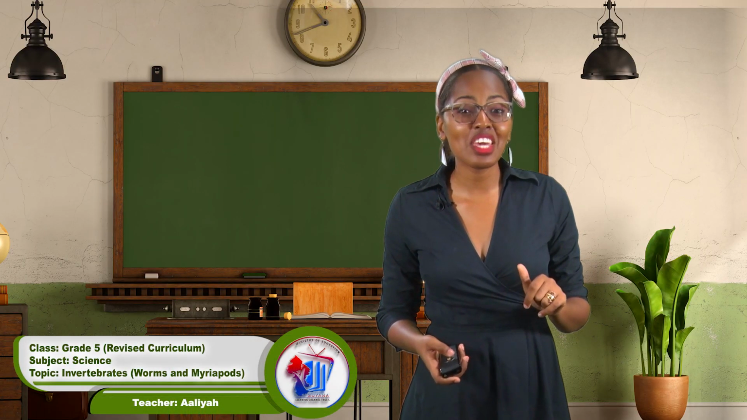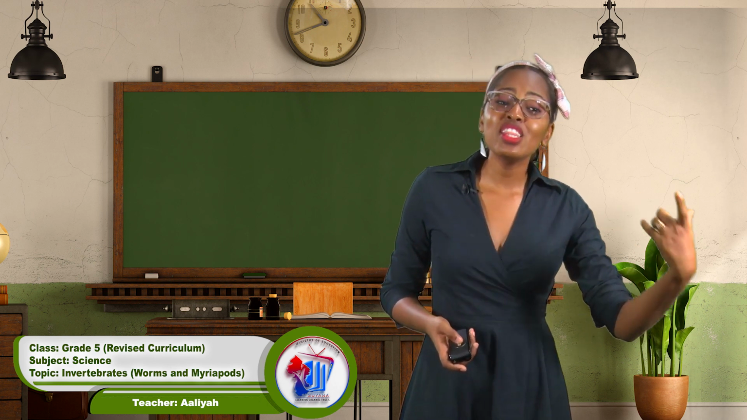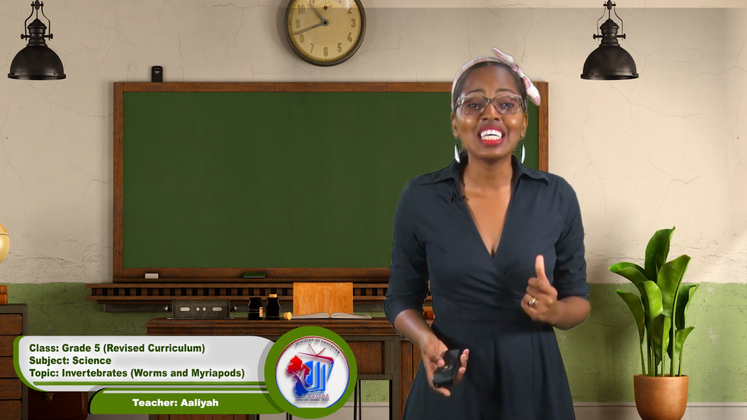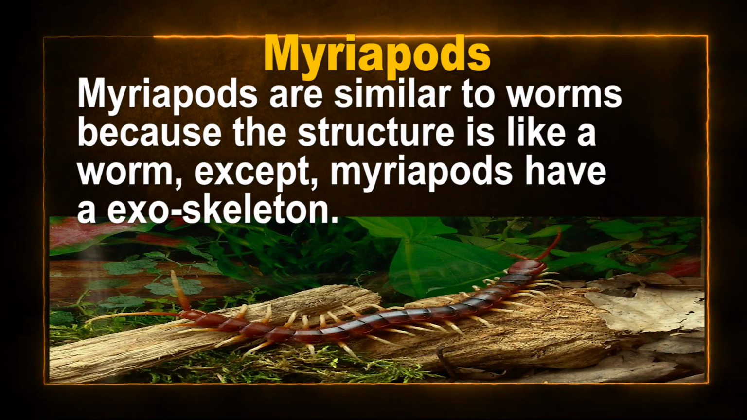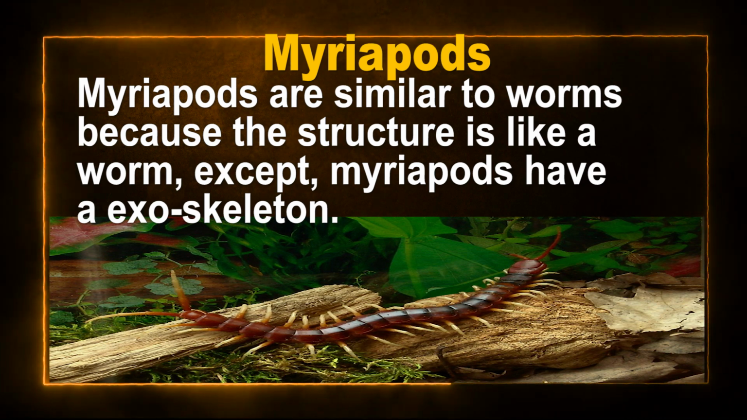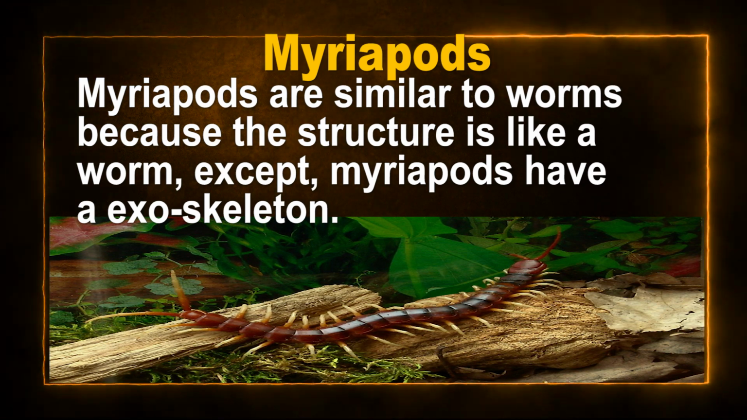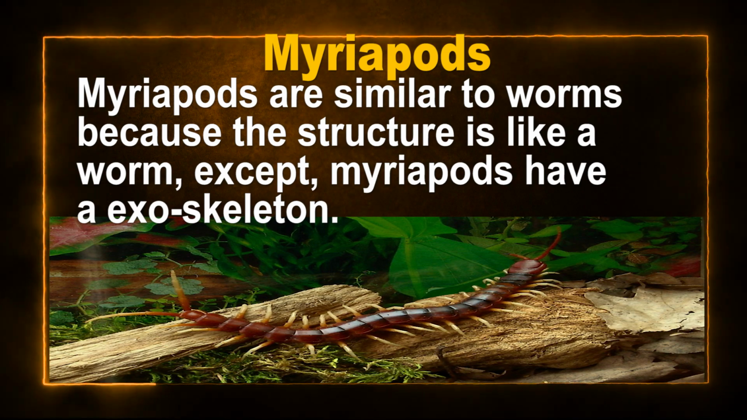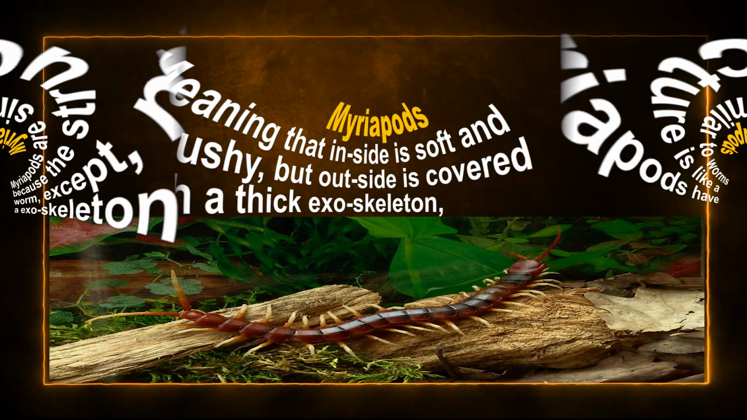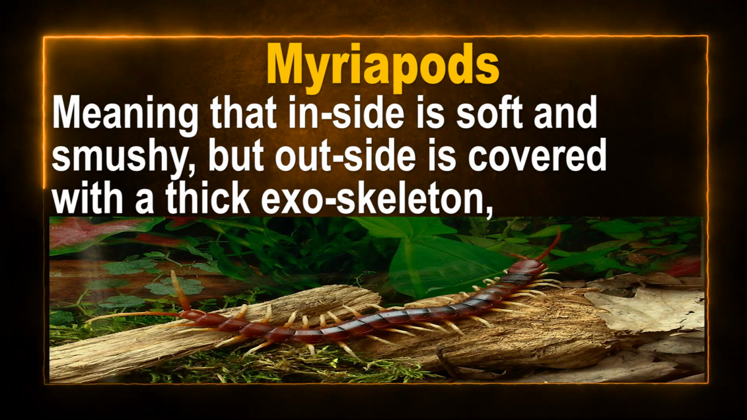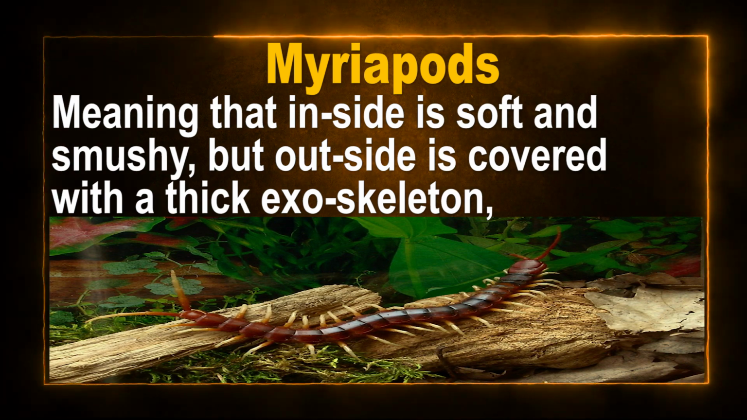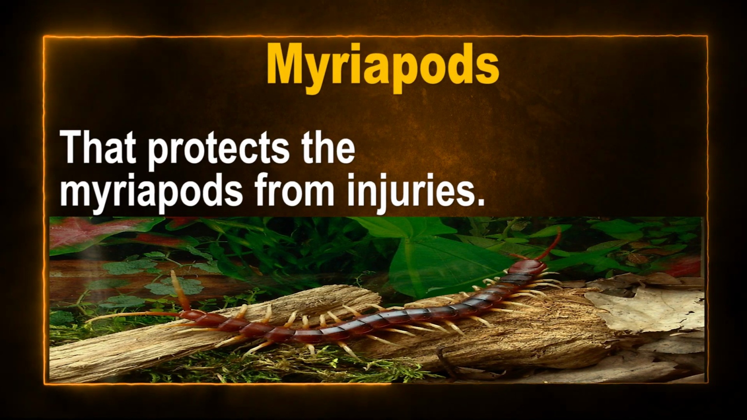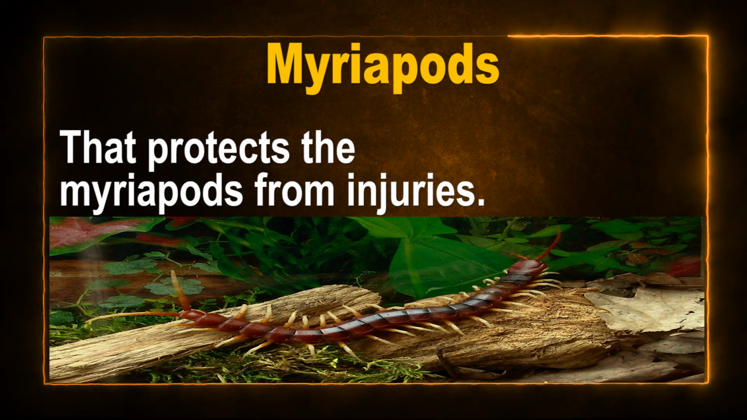So now that you know a thing or two about worms, it's time for us to move on to another type of invertebrate. These are called myriapods. Myriapods are similar to worms because the structure is like a worm, except myriapods have an exoskeleton, meaning that inside is soft and smushy, but outside is covered with a thick exoskeleton that protects the myriapods from injuries.